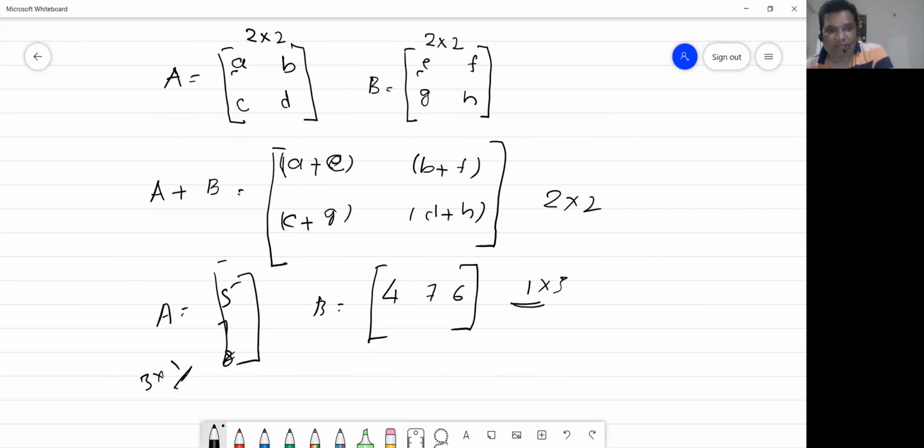To add matrices, the two matrices must be of the same size. So we say that matrix A can be added to matrix B only when the sizes of matrix A and matrix B are equal.